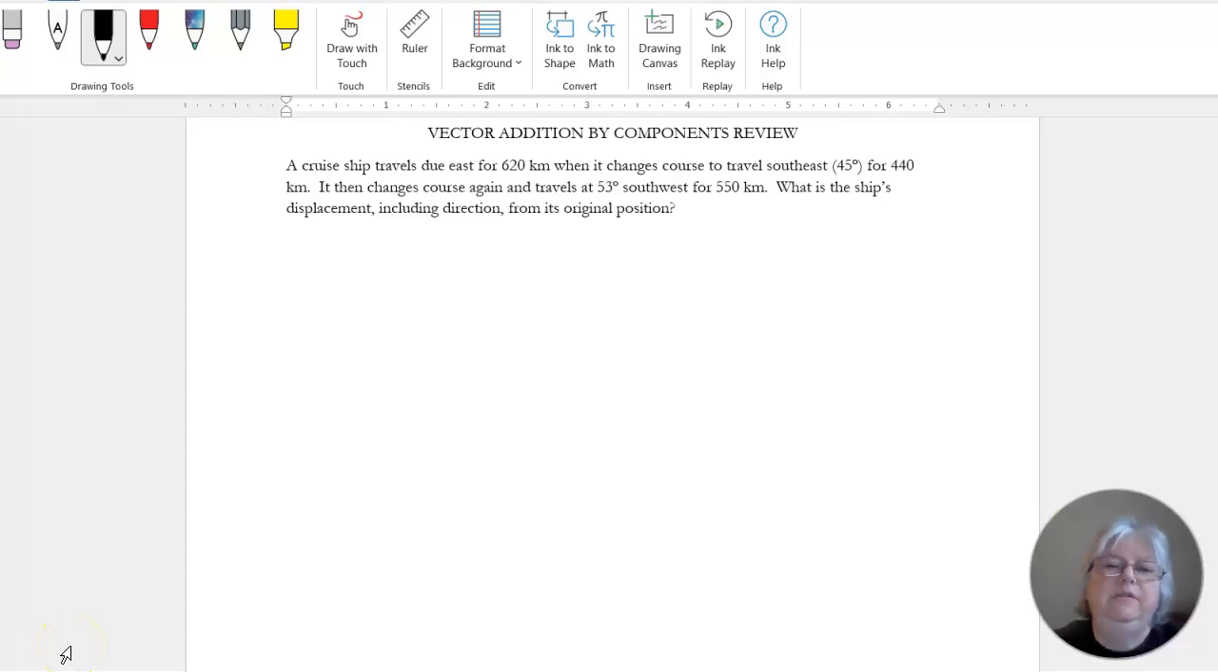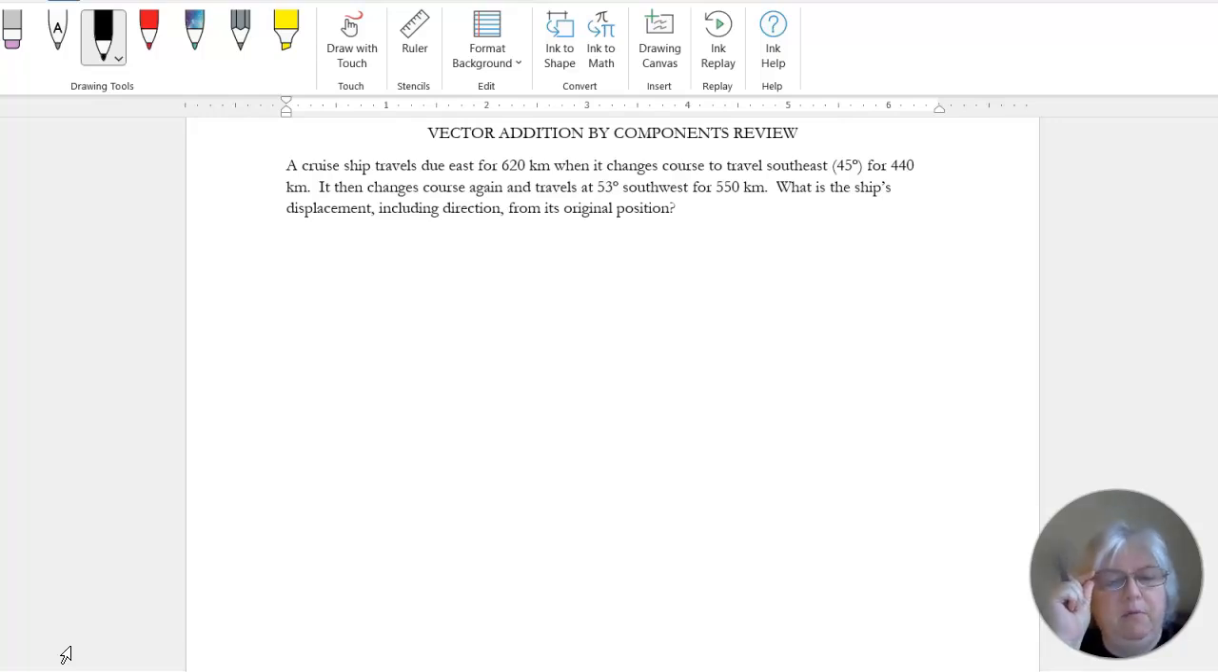Hello everyone. In this video we're going to review vector addition by components, one of the essential skills in physics. We first encounter this usually in kinematics, but we can use it in a variety of areas: forces, torques, and then in Physics 2 we'll see it for working with Coulomb's law, working with magnetic fields, etc. So let's dive right in.